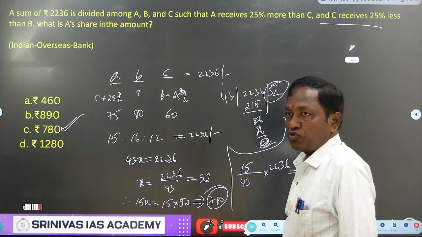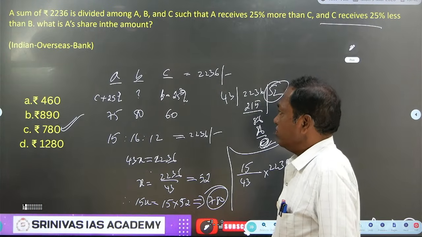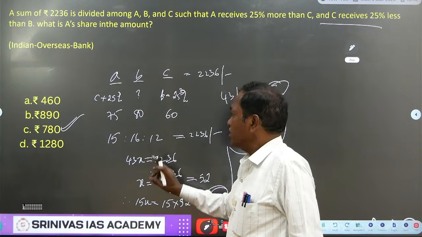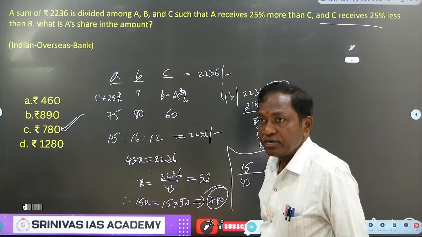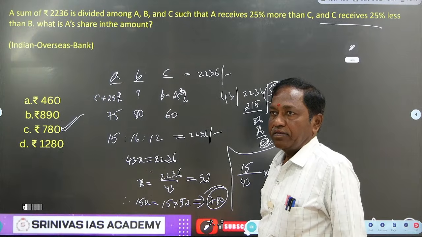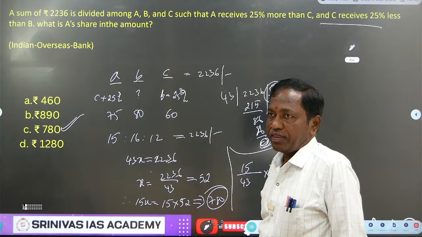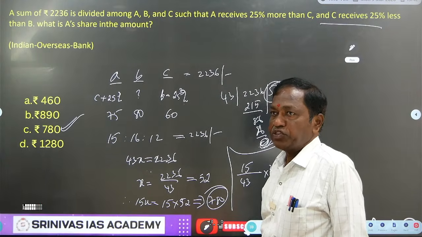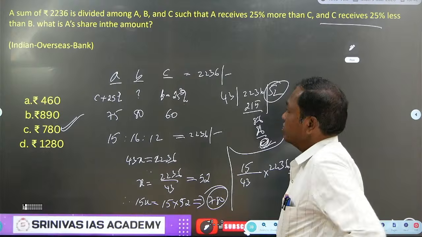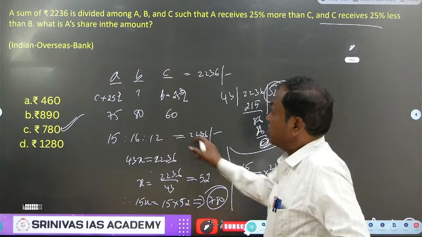Okay. Should I explain this once again? No, sir, 75 divided by 5, so you got 15, sir. Because see, all the numbers are multiples of 5. So 5 15s, 5 16s, 5 12s. To make it simpler, you did that? Yes, yes. The ratios mean you should reduce the numbers to the lowest level. That is the wise man's job. Writing these things is very essential.